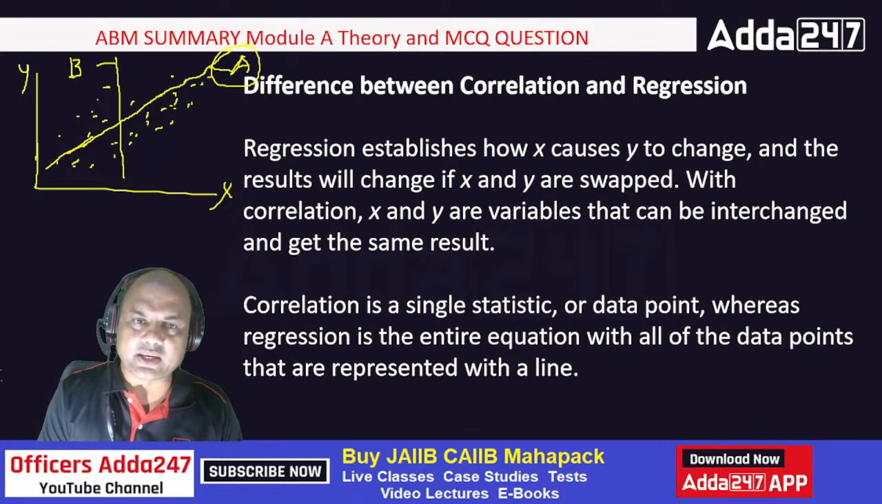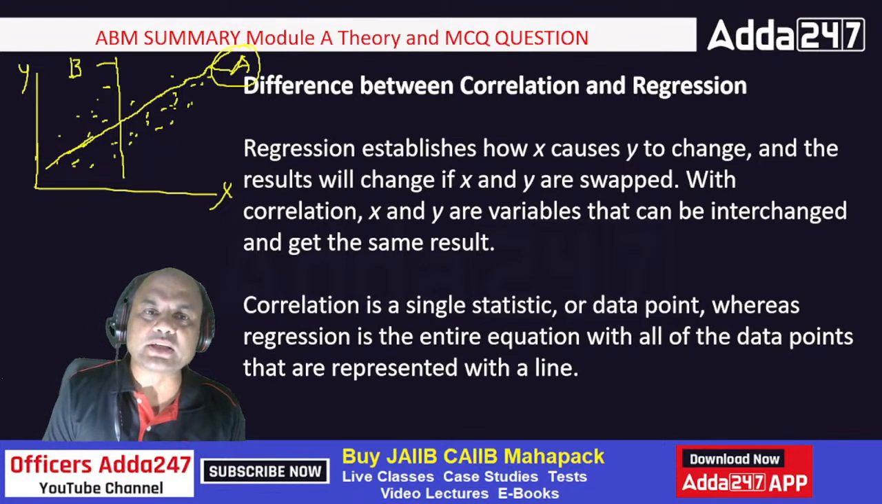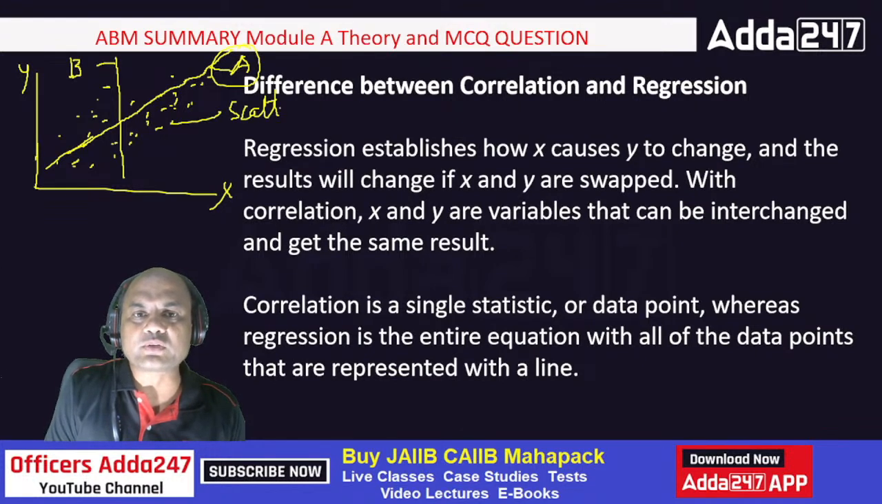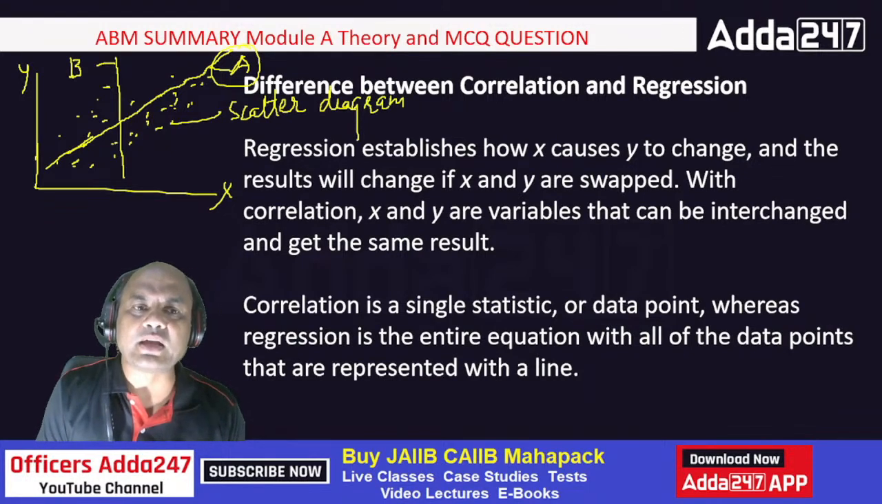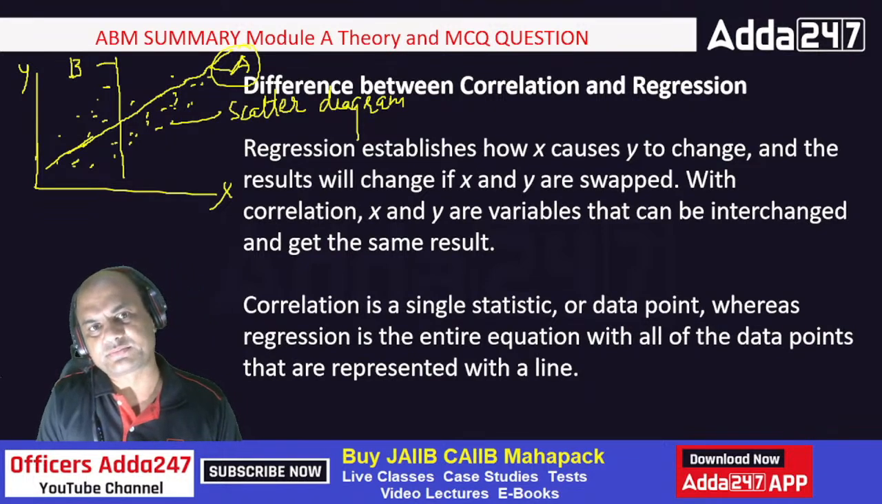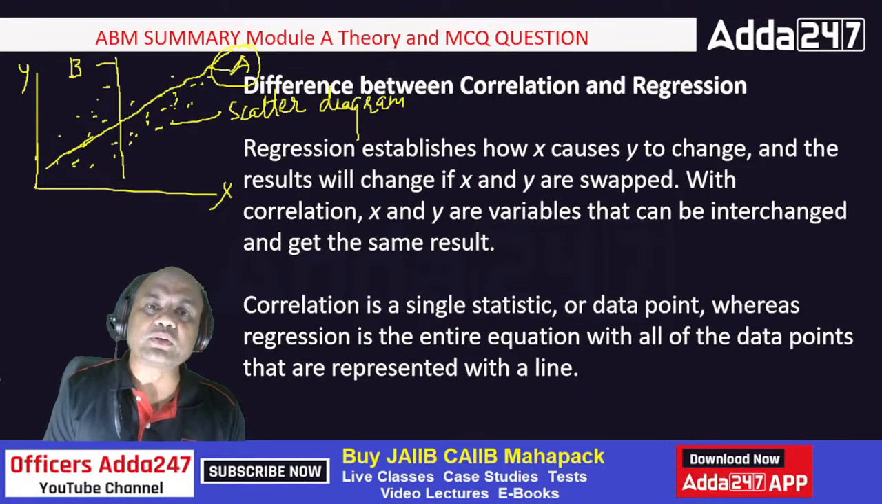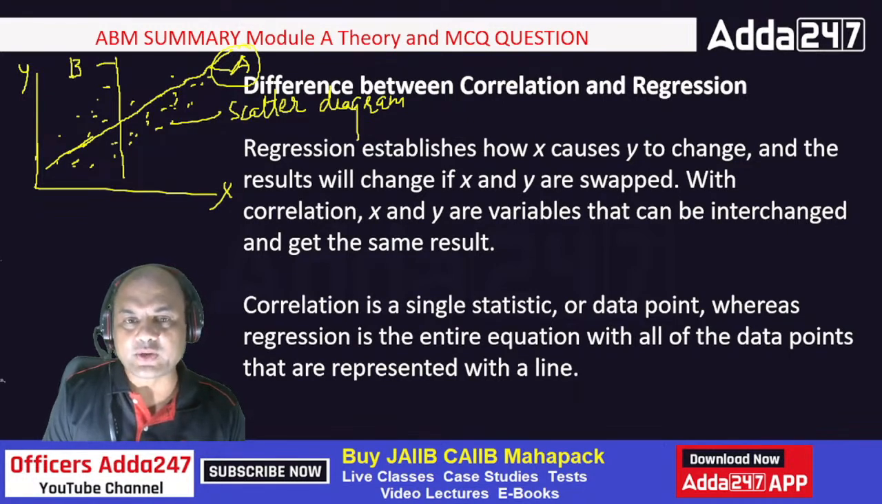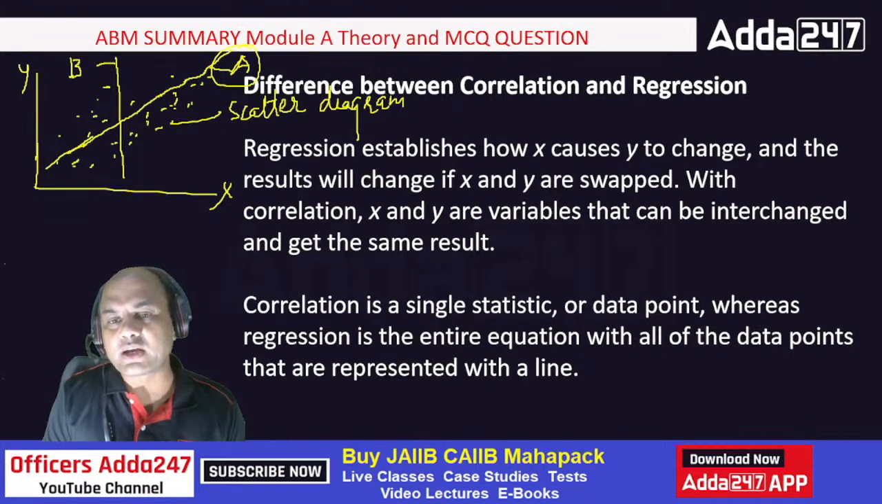So regression line means what? Whatever points I have scattered over here, that is known as a scatter diagram. Always remember this. And in that scatter diagram, I'll always draw such a line which will cover the maximum number of points. This is known as the regression line. Regression is an entire equation with all the data points represented with a line.